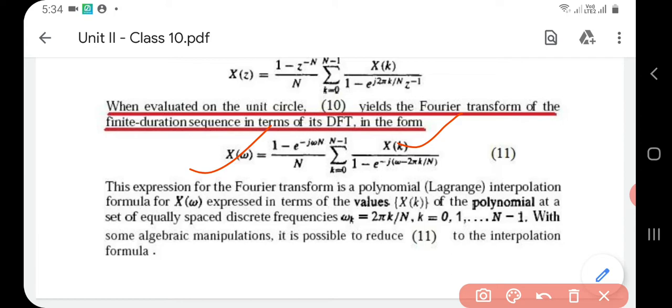There is no need to study the proof of how you get all these things. Just study the theory part, that is enough.